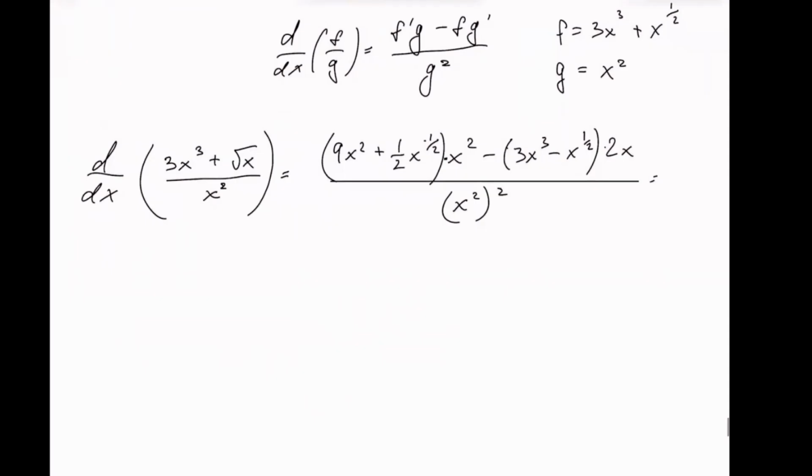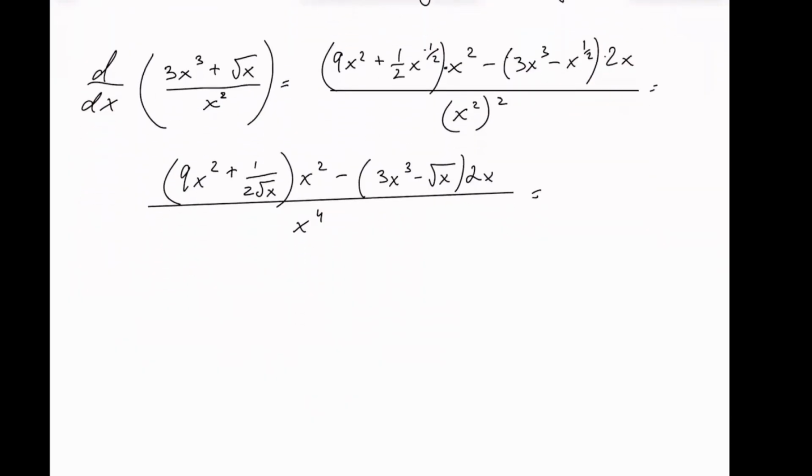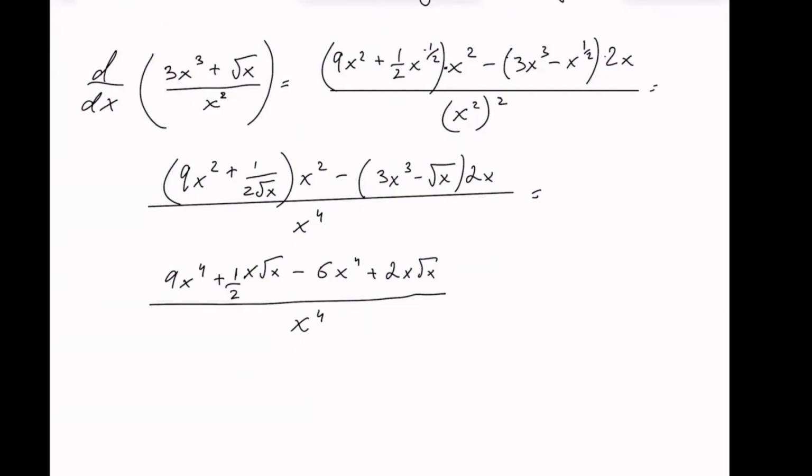So now let's simplify it a little bit more, and we have 9x squared plus 1 over 2 square root of x in the denominator, times x squared, minus 3x cubed plus square root of x times 2x, over x to the fourth. And we can simplify it a little bit further, and we have 9x to the fourth plus 1, so we have x square root of x, and in front we have 1 over 2, minus 6x to the fourth plus 2x square root of x, over x to the fourth. Now you can continue simplifying it even further. We can probably do something with x's, but I will just keep it as is.